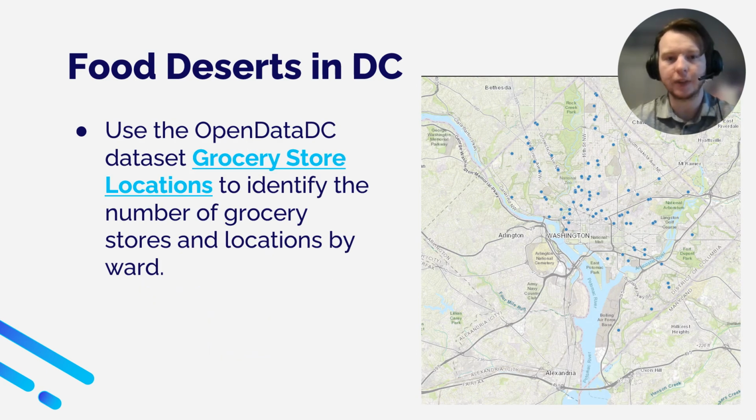Our major resource for this lesson comes from Open Data DC. There's a data set called grocery store locations that identifies each grocery store in Washington, DC. You can see the map over on the right. And this shows the number of grocery stores and locations by ward.